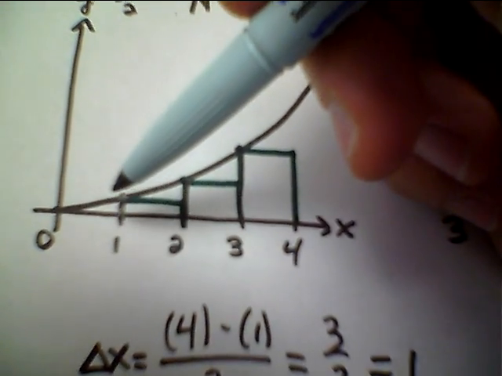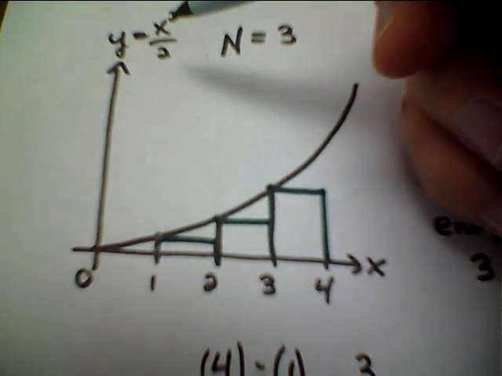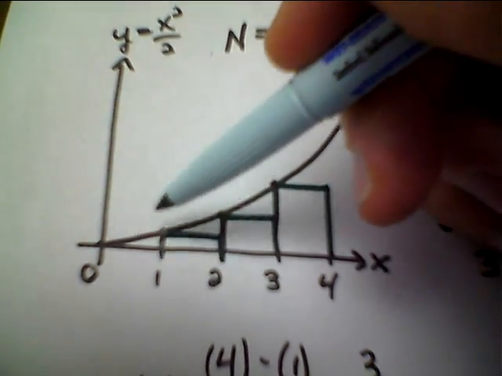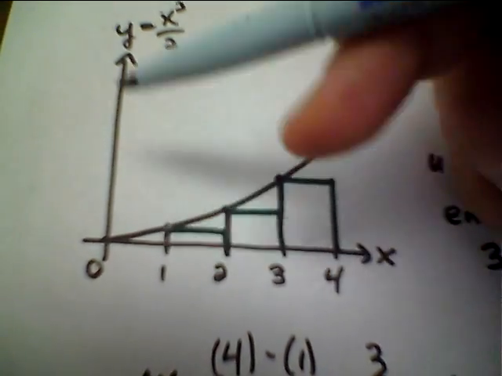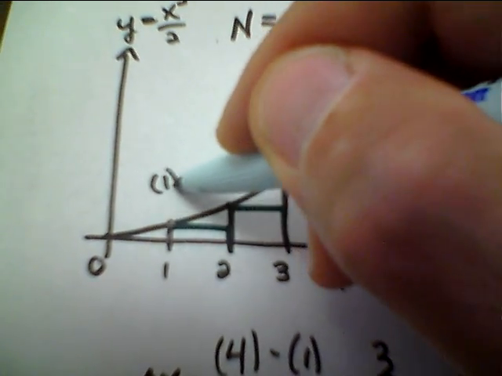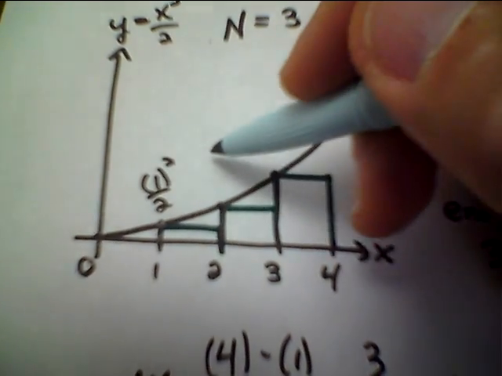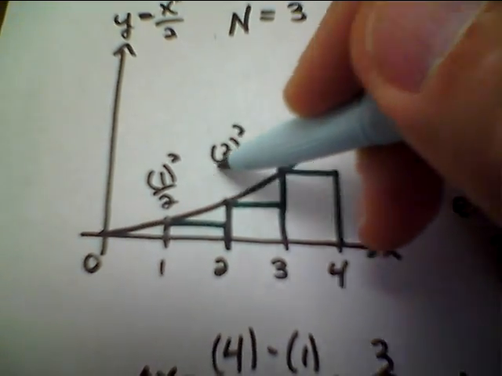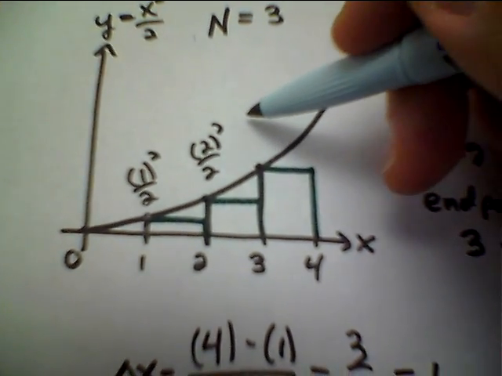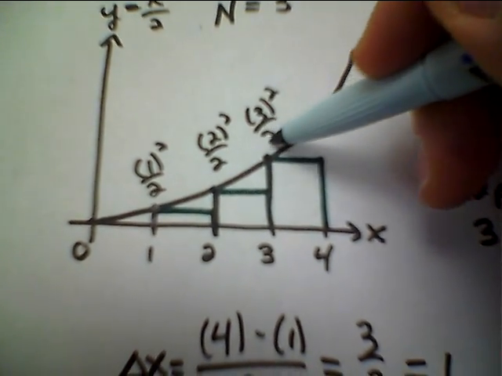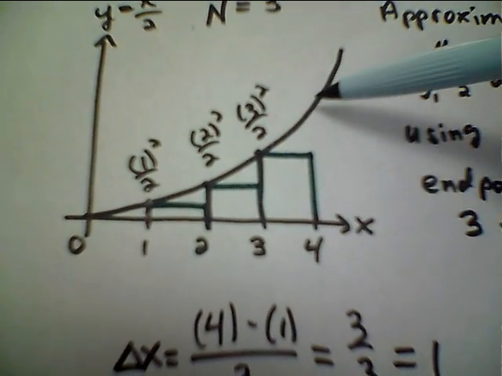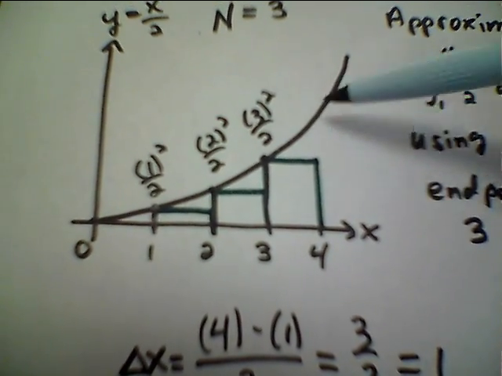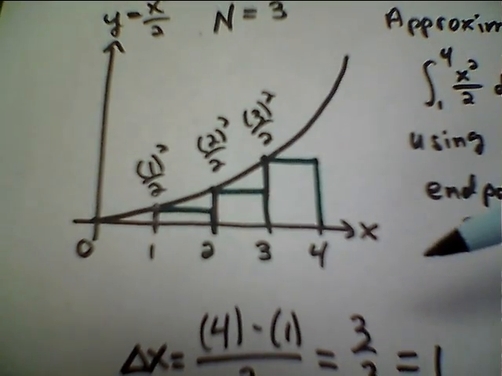So the height of this rectangle is given by the y value of this curve, which is the function evaluated at this point. So the height of this rectangle is 1 squared over 2. The height of this rectangle is 2 squared over 2. And the height of this rectangle is 3 squared over 2. We don't go up to 4 because the rectangle doesn't extend that high, and that's the end of our interval.